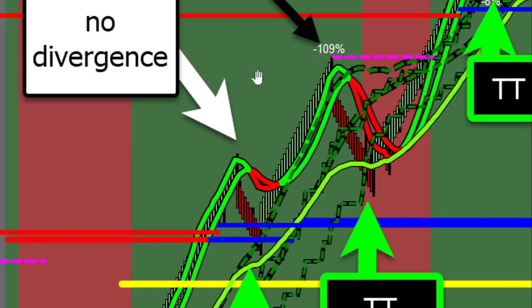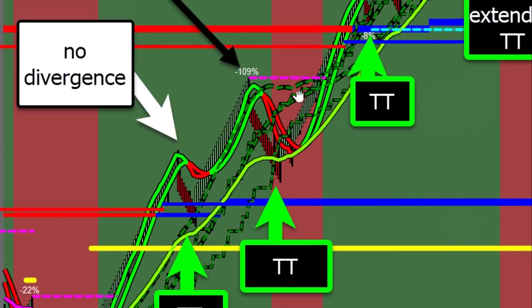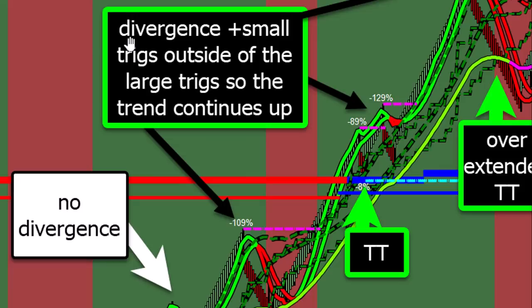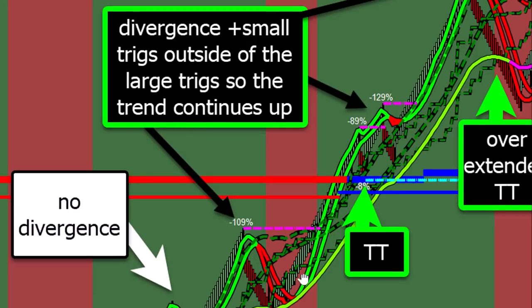And what you're going to have to do is look at your small trigger line location versus the large trigger lines and say, should I take a trade based on not only what this 5-1 chart is doing, but also having a good top, good bottom, and strong triggers on your 13-2 chart. It's going to be assumed at this point. So as we progress through this, we're just going to look at a simple concept. If we have divergence, are the small triggers outside of the large triggers? Because if so, then the trend usually will continue up.